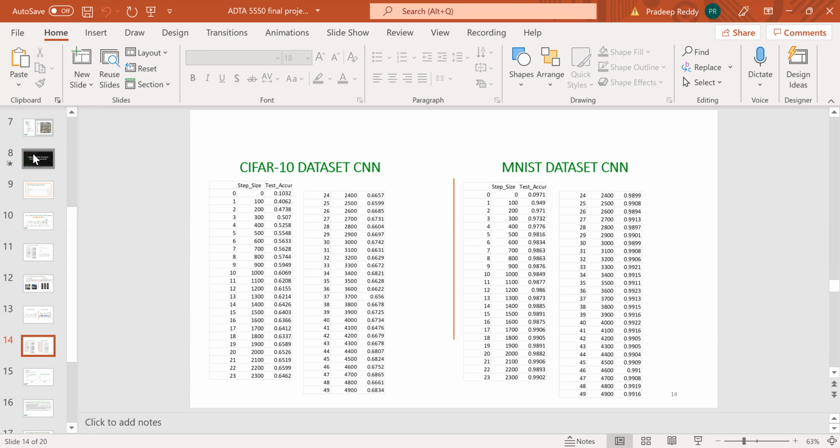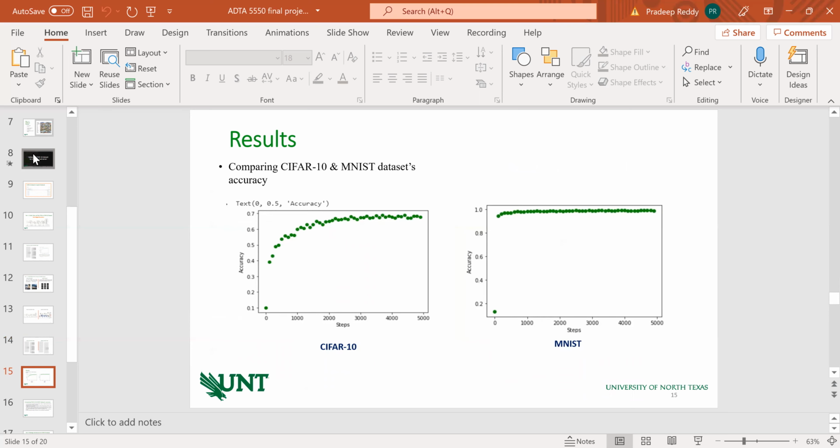If we plot CIFAR-10 and MNIST dataset accuracy, we can see a drastic change from step 0 to step 10, reaching around the 90s for MNIST, whereas in CIFAR-10 we can see a rise from 0 to 40 and then from 40 to 50, where it gradually increased up to 68%. So this is the result.